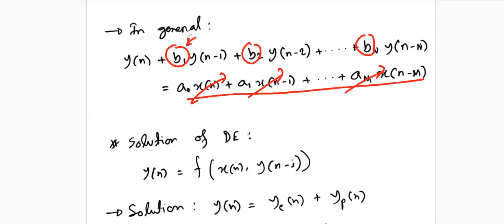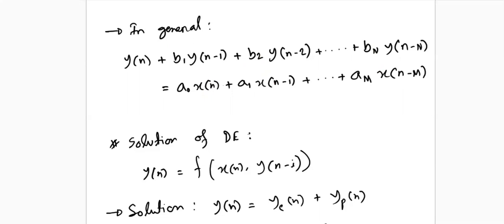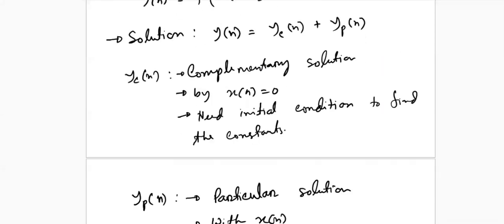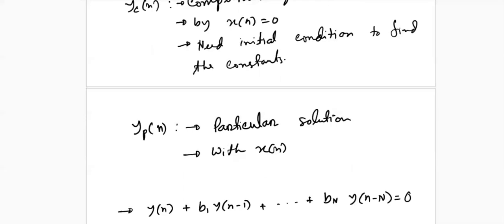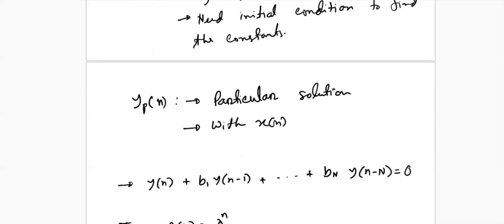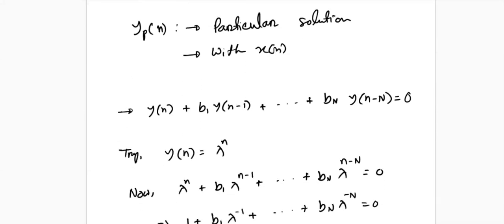And you can find those constants, of course, by putting in the initial condition. We'll see that when we go through the example. For the particular solution, we need the value of xn, of course, and the name shows that this gives us the particular value by using the particular input.